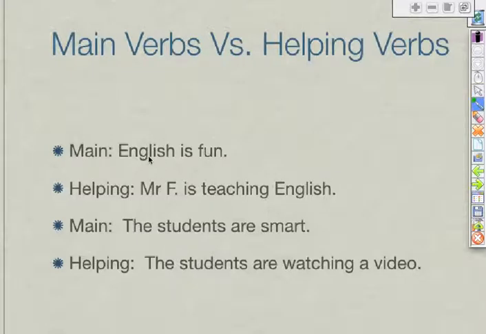Here's the thing you have to understand: for these types of verbs, for them to be main, they have to actually be linking. Check it out. Fun is actually linked to English by is. Now, when you find it the second time, well, is really leading into this other action of teaching. So in the helping verbs, you know that it's actually helping an action occur. If it's the main verb, well, that's usually going to be a linking verb.